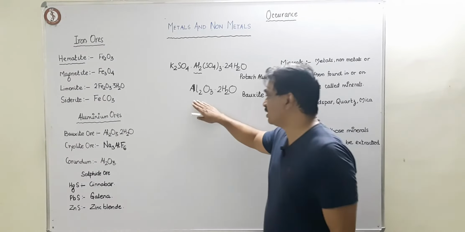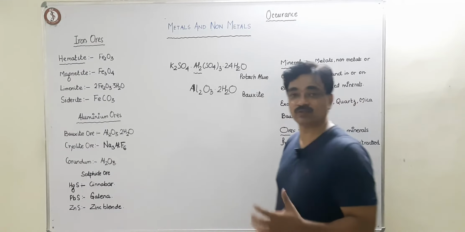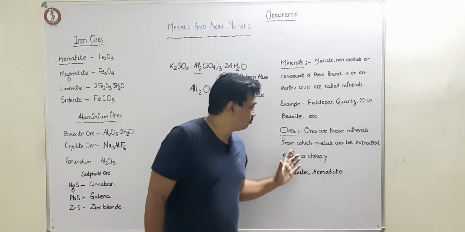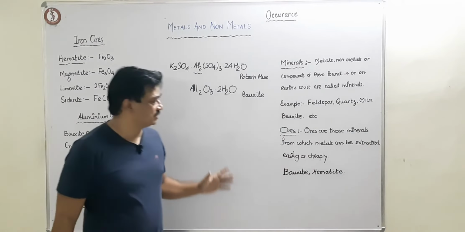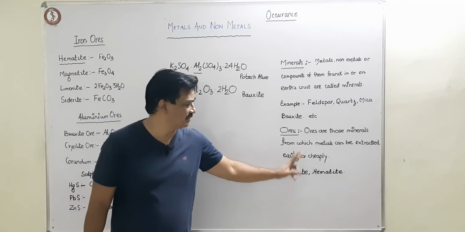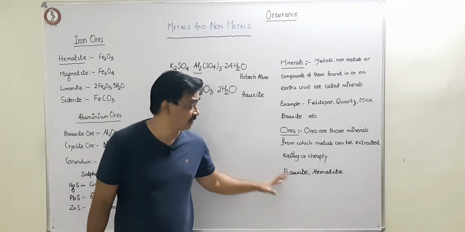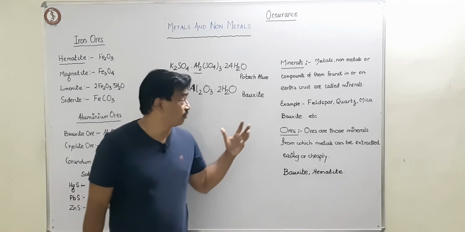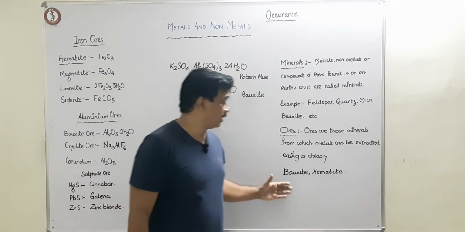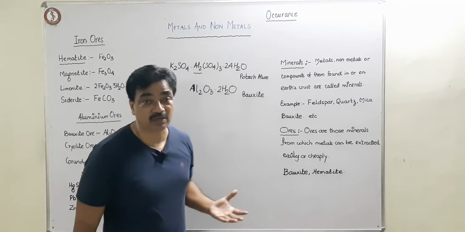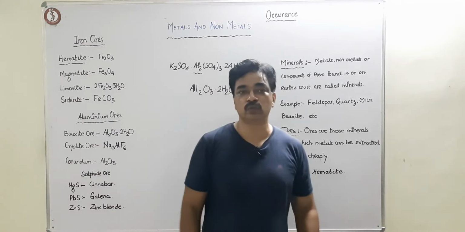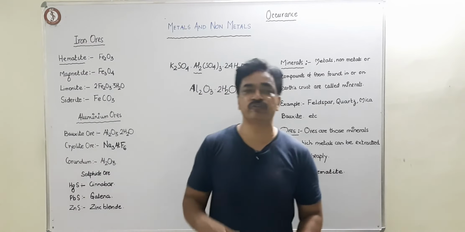Therefore, these are called ores. Ores are actually those minerals from which we can extract metals profitably and easily. For example, bauxite is the ore of aluminum, so aluminum can be extracted from bauxite, and iron could be extracted from hematite. So what is your duty as a student? You should know different types of ores of different metals.